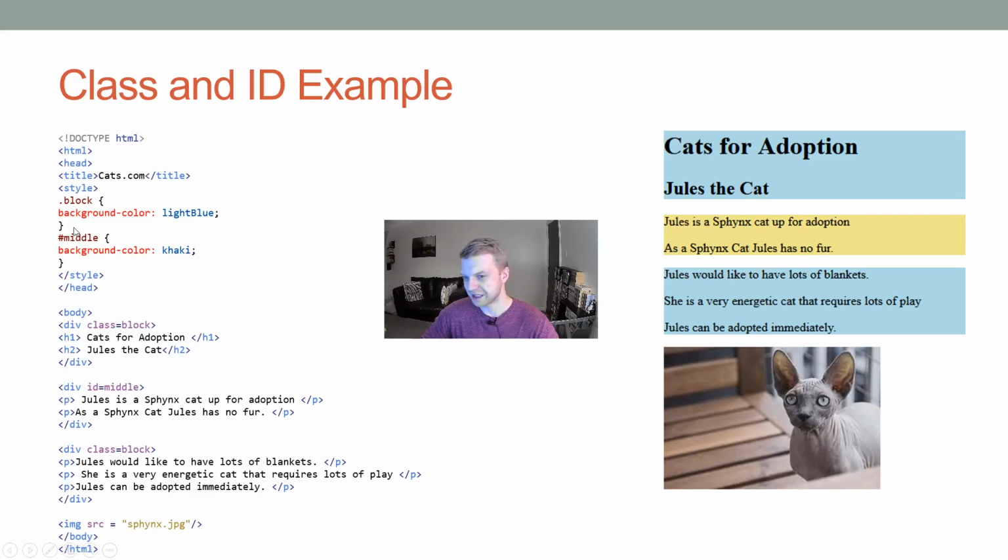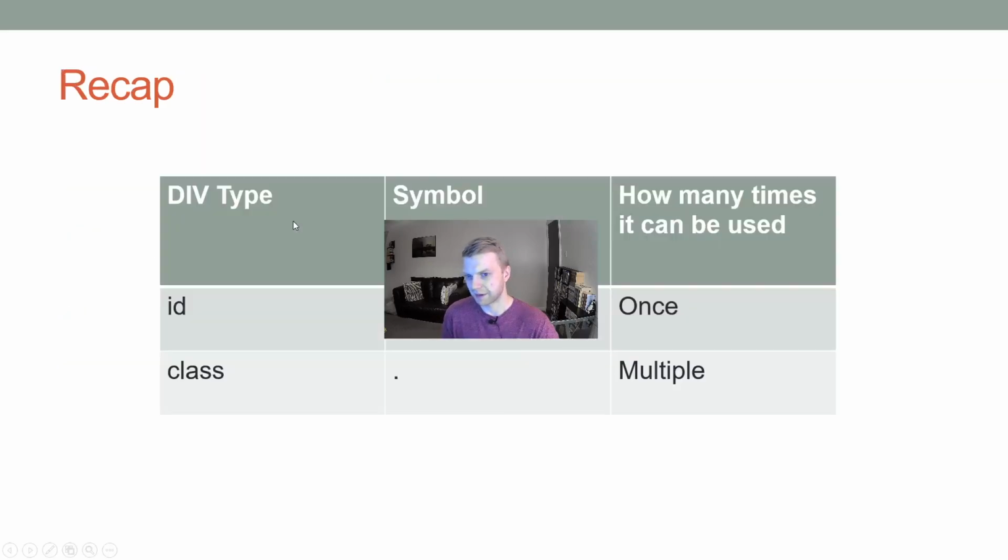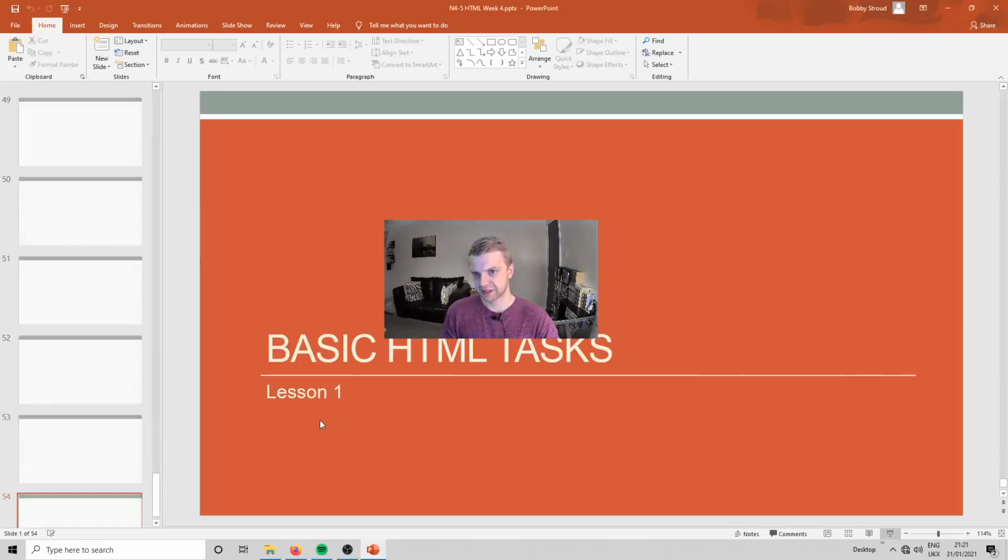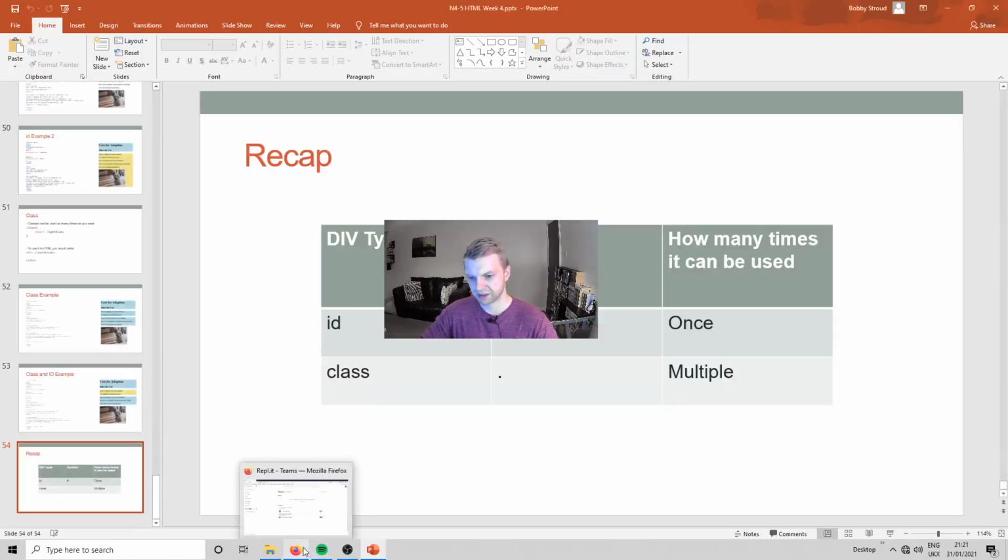You just need to remember the difference, and it is a bit tricky to get in your head. Even now, I still make mistakes. I always do a dot and then write ID, or I always write class and match it up with hashtag. It's a bit tricky to get used to, but to recap: the ID can be used once and it's a hashtag, and the class can be used multiple times and it's a dot. So let's look at the tasks related to it for this week.